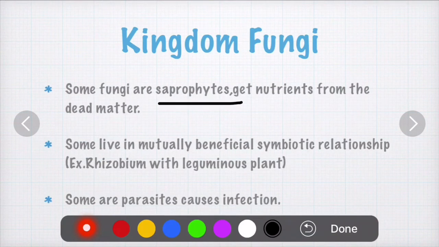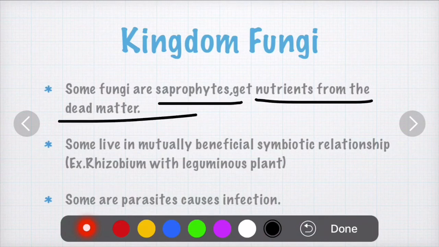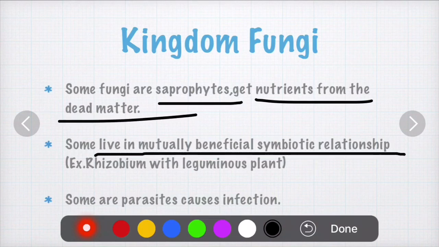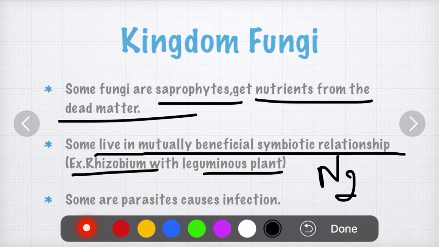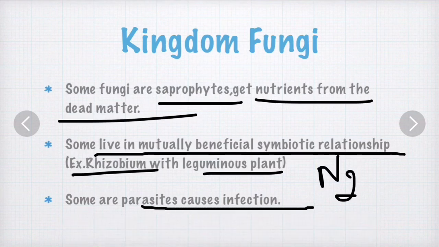Some fungi are saprophytic. They get nutrition from dead matter or decaying matter. They are saprophytes. Some live in a mutually beneficial symbiotic relationship. For example, rhizobium is a bacterium which helps to fix nitrogen in leguminous plants. Thus it helps the plant to fix atmospheric nitrogen. Some are parasitic, which cause severe infection in plants, animals and humans.